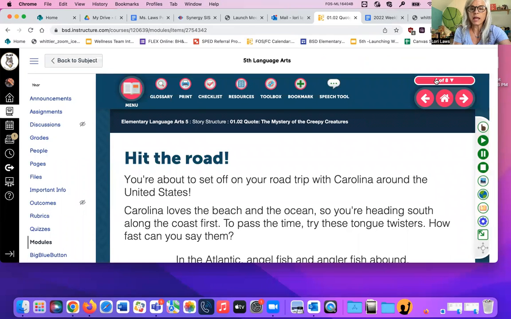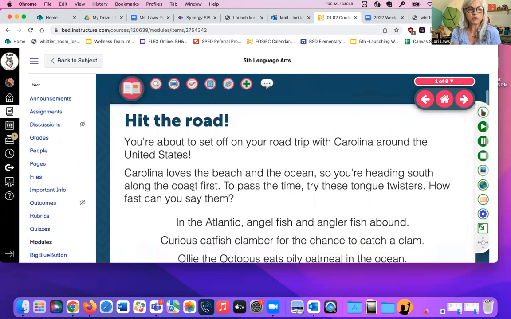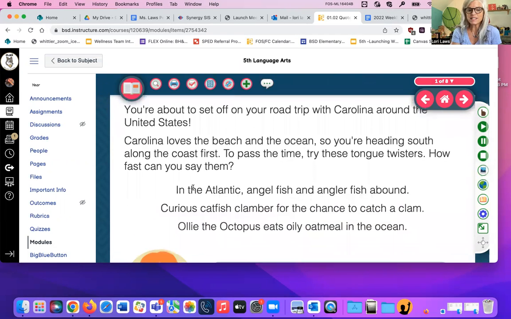And you can see that there are 8 pages in this lesson. Here are all my tools across the top. And I've got the lesson. And I'm going to start reading through it. Hit the road. You're about to set off on your road trip with Carolina around the United States. Carolina loves the beach and the ocean, so you're heading south along the coast first. To pass the time, try these tongue twisters. How fast can you say them?